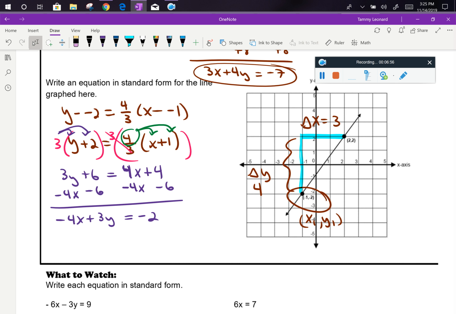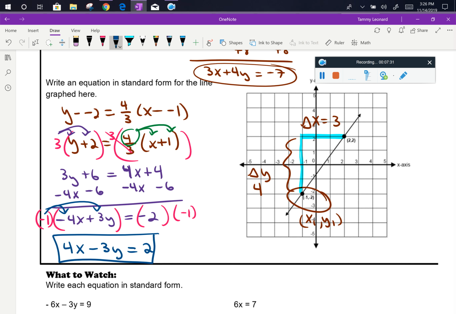Now, this is the first time we've seen this issue come up. Remember, the a value is required to be positive. And right now, that a value is negative. So we're going to multiply both sides of the equation by a -1. I didn't get that from anywhere inside the equation. It's just something we know we have to do. That's how we can change the sign. But don't forget, that means I have to distribute it. So not only does the -4x become a +4x, but the +3y becomes a -3y, and the -2 becomes a +2. You've now written your equation in standard form.